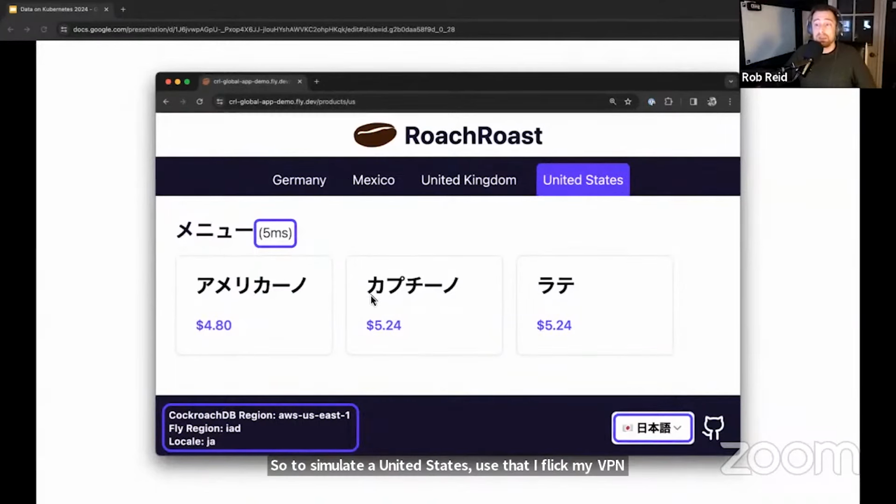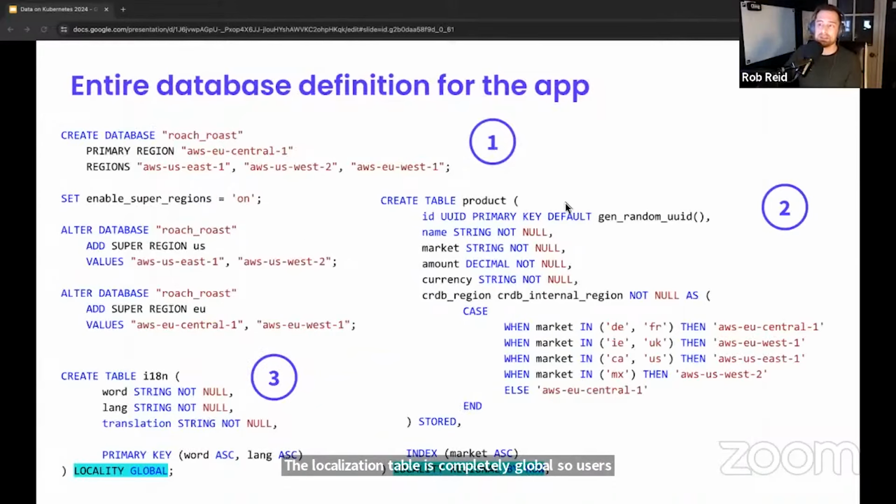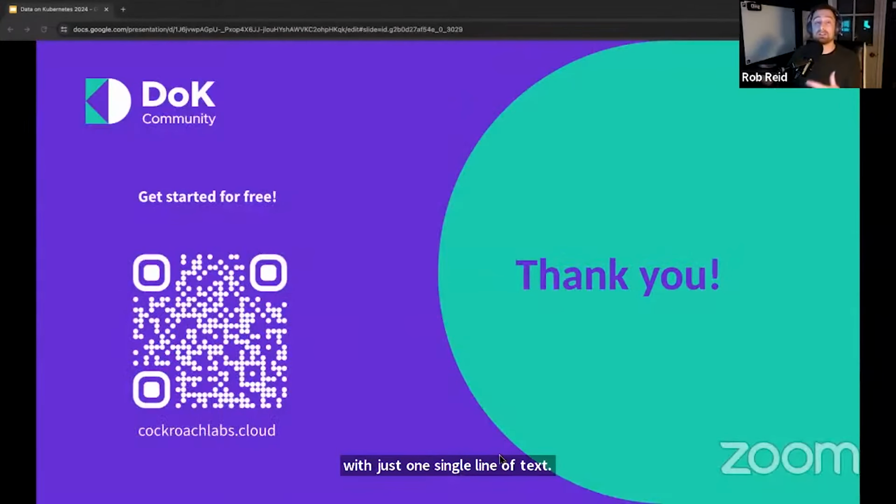And it doesn't matter what language you're talking in. The localization table is completely global. So users, regardless of their language, can get a great experience from the app. And this is the entire database definition for that whole app. I create a database, I enable super regions, and into those super regions, I'm pinning data to the US and the EU. I create a table called product. And whenever I see a market of Germany or France, I ask for that data to go to the EU Central Frankfurt node. And then the internationalization table is global. And I enable these with just one single line of text. So it's really easy to get a fast user experience and a global database for your users. And we can run on Kubernetes just as easily.